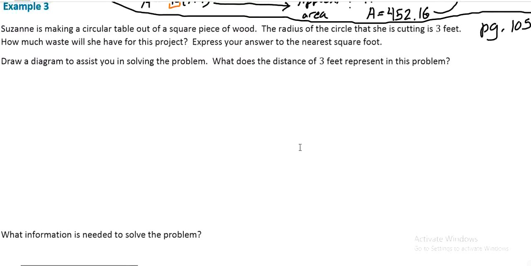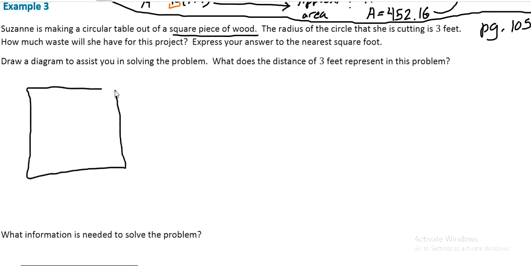Our diagram, well, first we're going to talk about this square piece of wood. So I'm just going to draw the best square I can. Again, just a sketch, doesn't have to be perfect. It's a square, so we know every side is equal. Now, from that square piece of wood, she's going to be cutting a circle out of it. The circle that she's cutting out needs to be 3 feet.